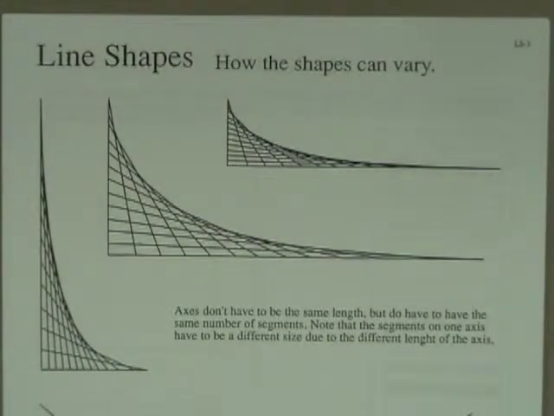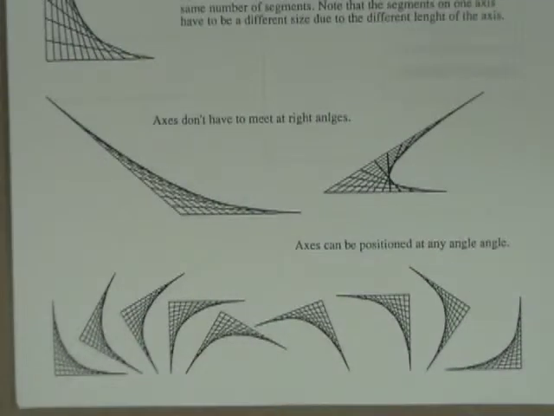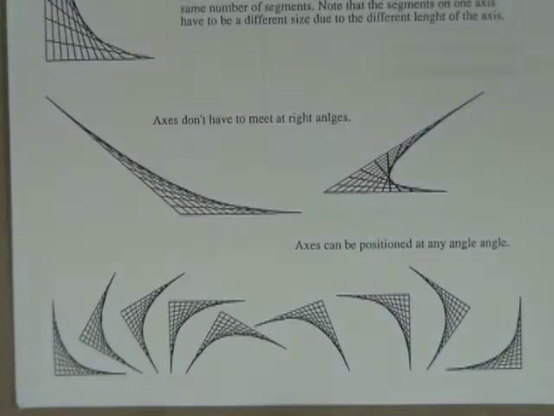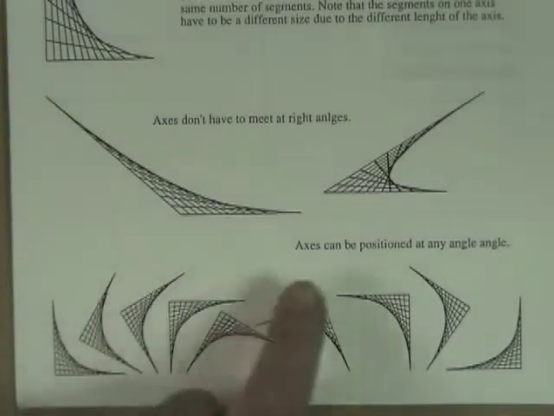As I stated, axes don't have to be the same length, but they do have to have the same number of segments. Note that the segments on one axis have to be a different size due to the different length of the axis. The axes don't have to meet at a right angle. They can have different kinds of angles, which gives you a variety of shapes. Also, the angles can be positioned differently on your page.